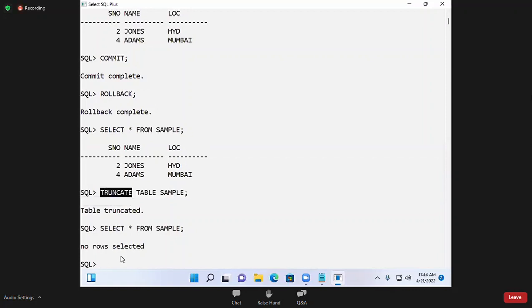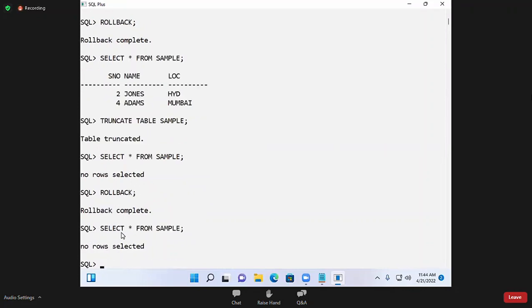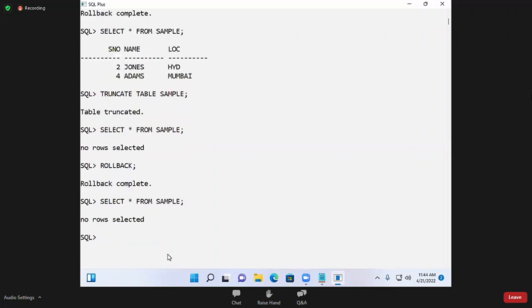But after truncate, if I use rollback, what happens? Now we can see what happened. Did the data come back? No. Why? Because truncate is permanent. We already know that. Yes or no? Okay, fine. Again, my table is empty. There are no rows in my sample table. Now I'm inserting.